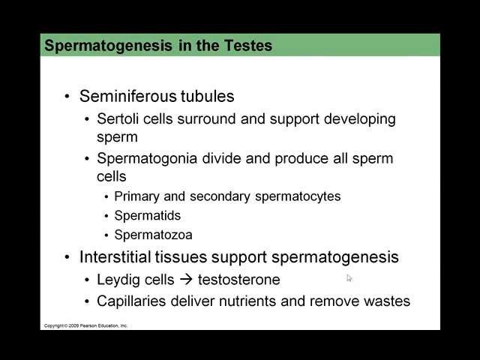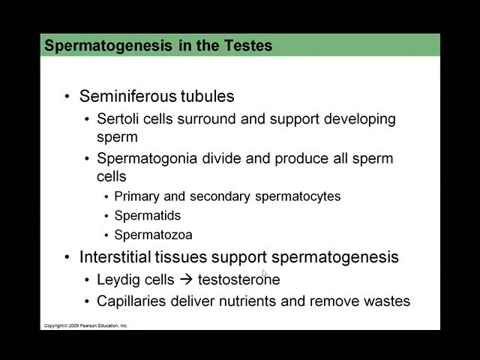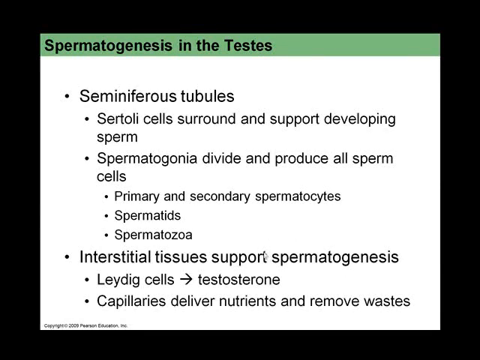The interstitial tissues support spermatogenesis. There is a term, spermiogenesis, that is part of the full spermatogenesis process, and that spermiogenesis refers to the final maturation of the spermatids to the fully motile and capable spermatozoa.